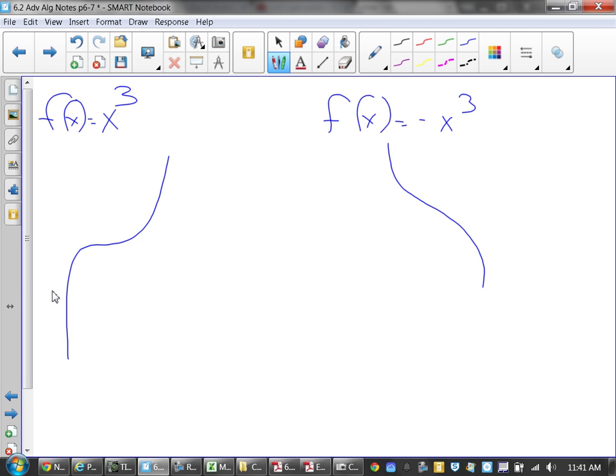Now, what's happening here? This is an odd powered graph. Everybody agree with that? If you don't have any other terms tacked on, every odd power graph will look like this. If it's x to the 5th, x to the 19th, x to the 37th. What does the degree change? Bigger.